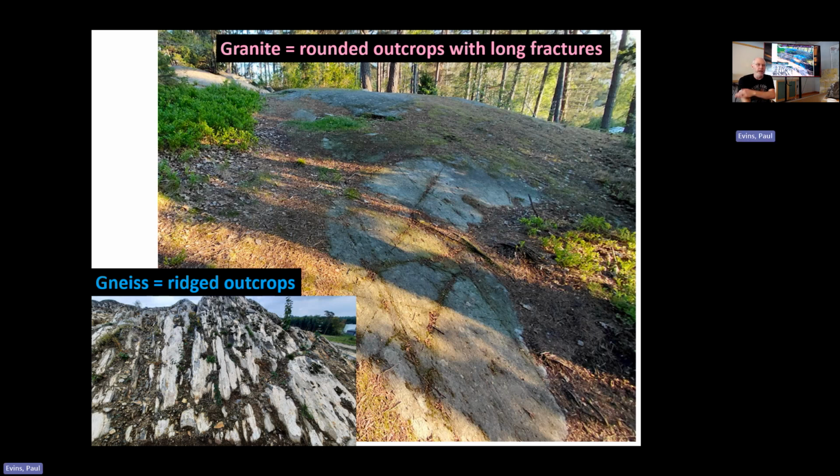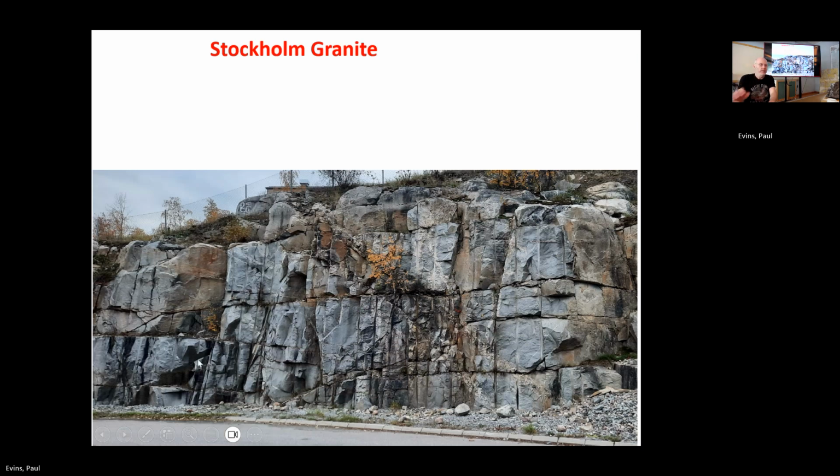But basically, if you're driving by somewhere or you're walking in the forest and you see a sort of flat line, very rounded outcrops with a few long fractures, it's almost certainly a granite or some other massive magmatic rock. As soon as you see ridged outcrops, that means there's probably some layering. It's probably a gneiss. Stockholm granite. Sorry, if you go by a road cut and you see it's really blocky, like in this picture with very long continuous fractures, Stockholm granite.